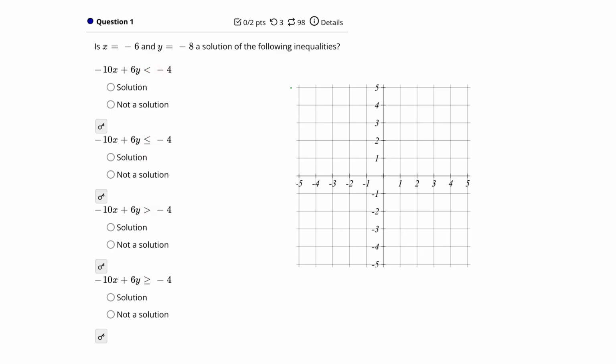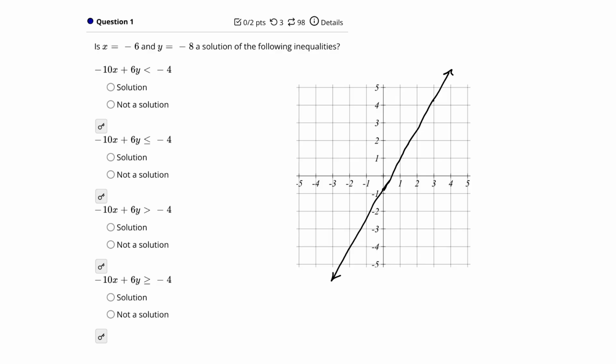You don't need to know what the graph looks like in order to do this, but I'm going to show you anyway. That's basically what it looks like. It's not a nice graph by any means, but you get the idea for what I'm going to be saying. So we want to know if -6, -8 is a solution to all of these. -6, -8 is not even on this graph, and that's not what I'm trying to get at.